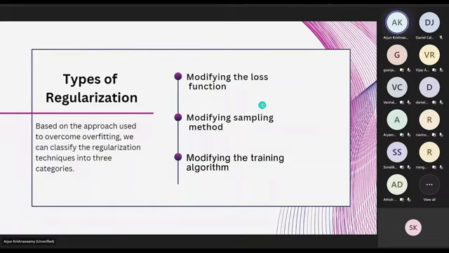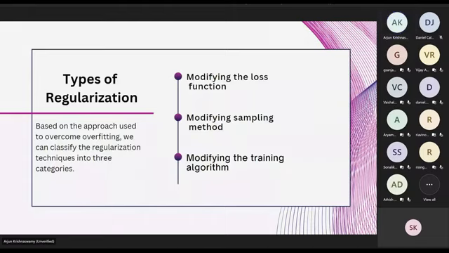Now we have the second method, which is modifying the sampling method. So sampling method means the way we obtain our data set. So if we obtain the data set in a different way, then there are chances that overfitting might not occur. And the last way is modifying the training algorithm. That we'll look into when I go to that. It's a little different from the other two. Now we'll look at it one by one.